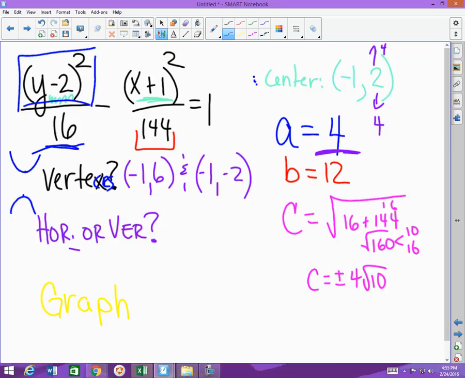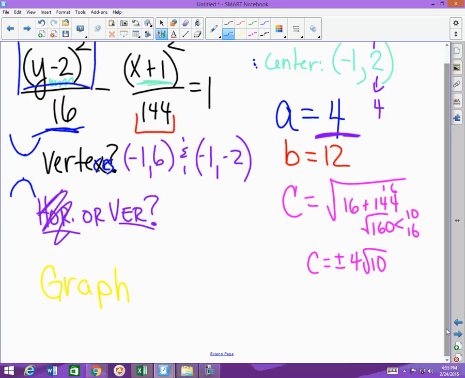And like I already said, it's a vertical hyperbola because the y squared is first. And then when you sketch the graph of it, you've got your axis. Center is at negative 1, 2. Up and down 4.